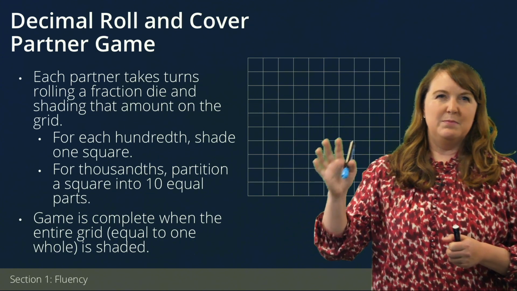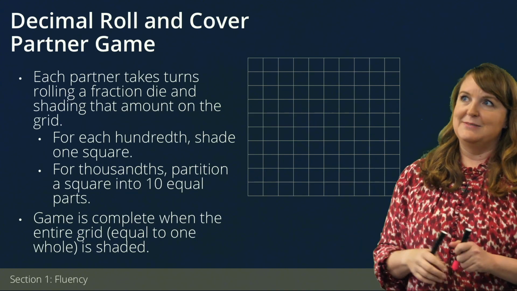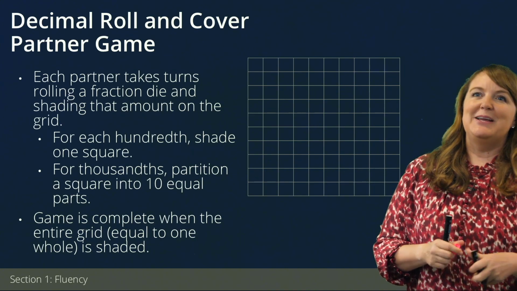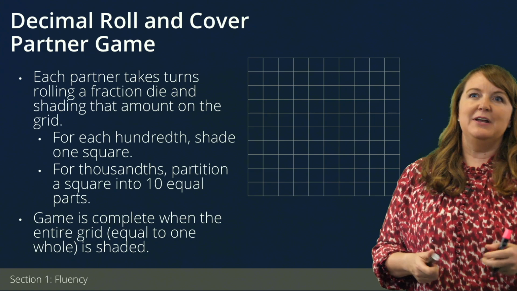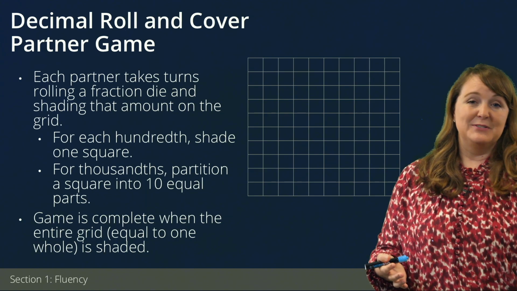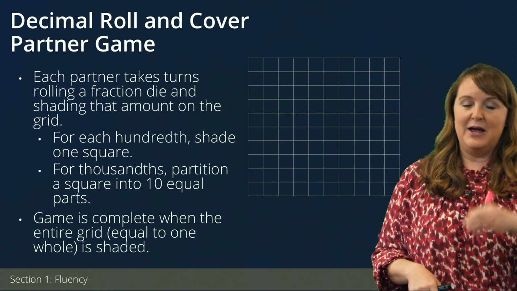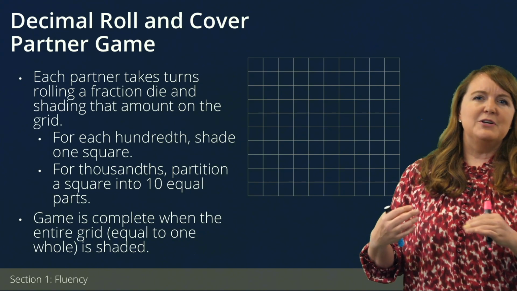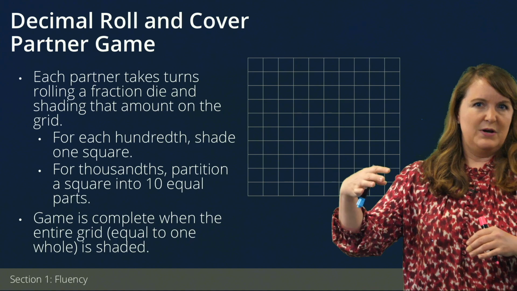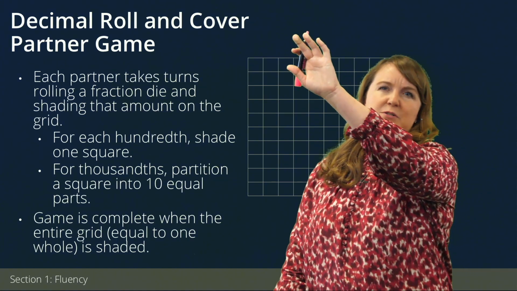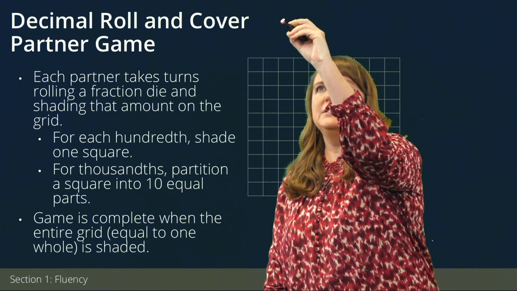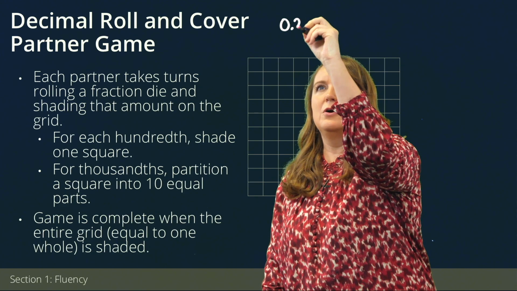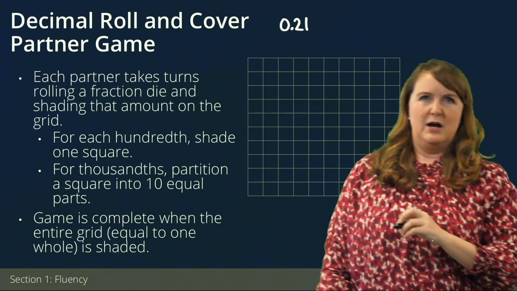And so I've got a grid board here, and I'm going to try to color this as best that I can. Each partner is going to take turns rolling a fraction die, or maybe you have a decimal die. Those actually exist. And I'll pretend that I have a decimal die here. And then they're going to shade the amount on this grid here, okay? So let's say the first partner, they roll a die and they show 21 hundredths.